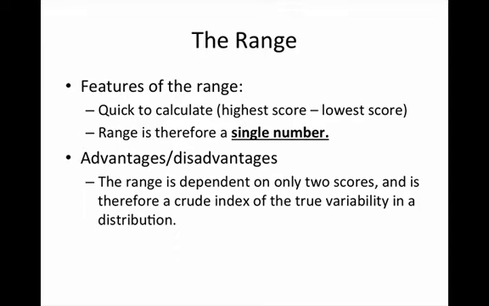Oftentimes, the mistake is to express the range in terms of an interval, lowest number to highest number. The range is actually expressed in terms of a single digit. So if I have the lowest number being 1 and the highest number being 20, the range is 19, indicating that I have 19 units in between my lowest range and my highest range.